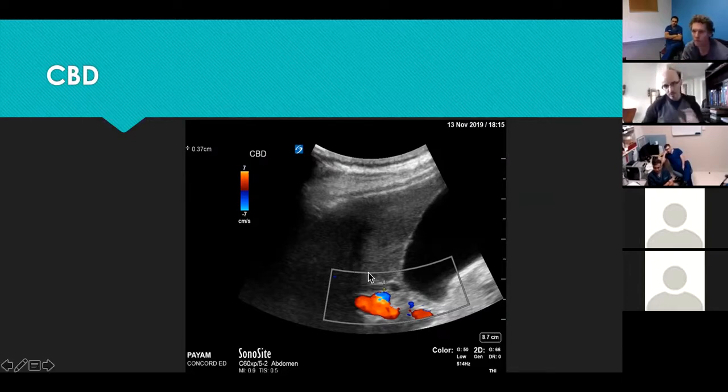So the way that we make sure that is not the case is we make sure that our adjustments, including the Doppler gain, are such that we do see the flow in the portal vein, which should be towards the liver. And although we are seeing the flow in the portal vein, we shouldn't see any flow in the CBD. The logic is that if that was the hepatic artery, definitely if the setting is enough to pick up the flow in the portal vein, it would be definitely enough to pick up the flow in the artery.